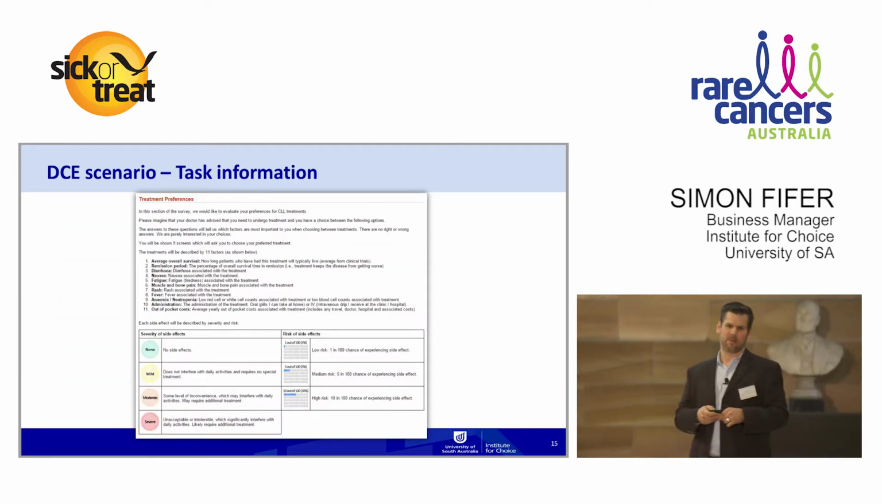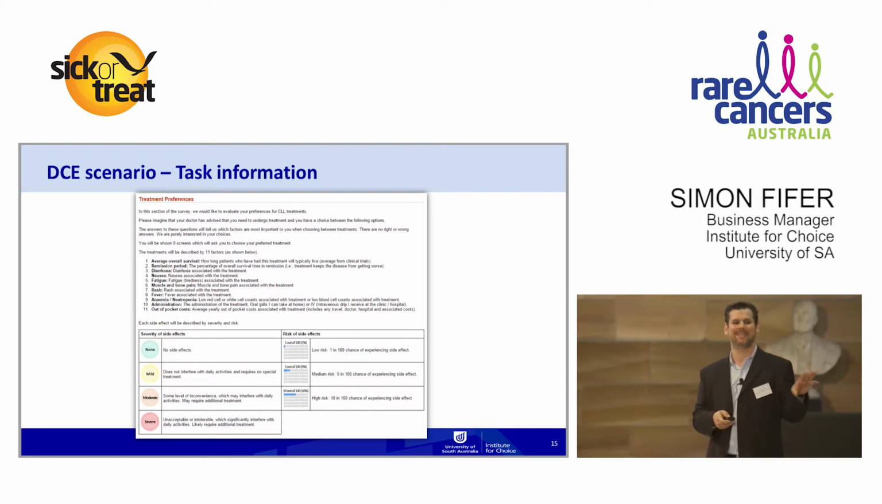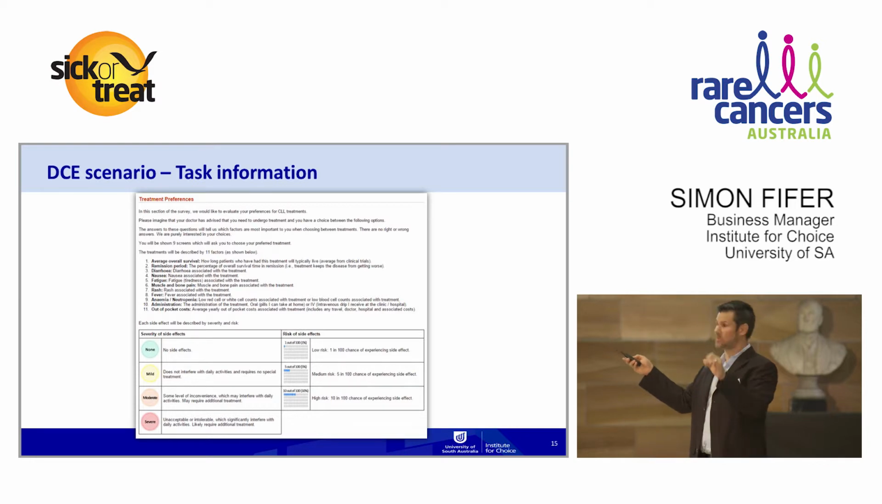This is an actual scenario in terms of the introduction. So you can see these are the attributes that we had in this particular study, ranging from the various things, but we were tested on what the patients valued, what the clinical trial information was being presented with, so we can try and capture what a treatment would look like in this context.